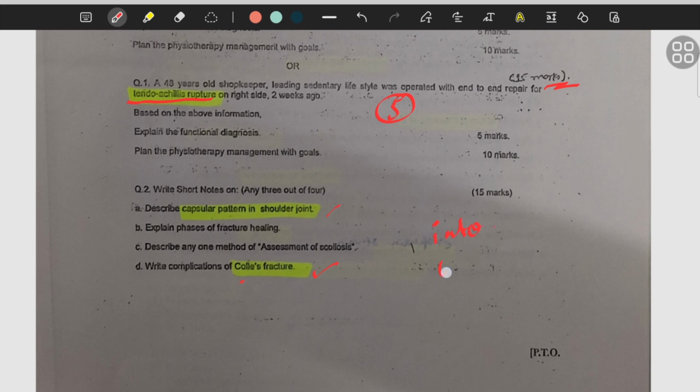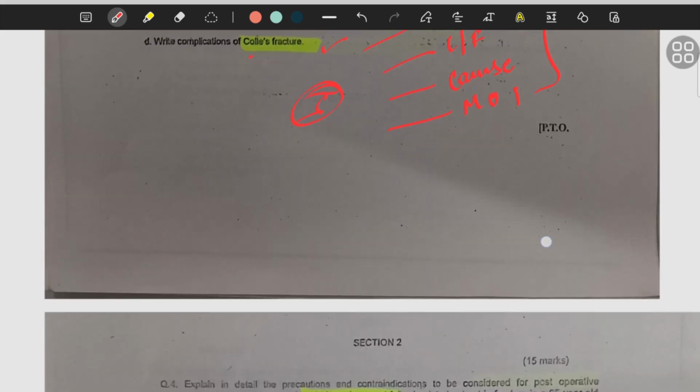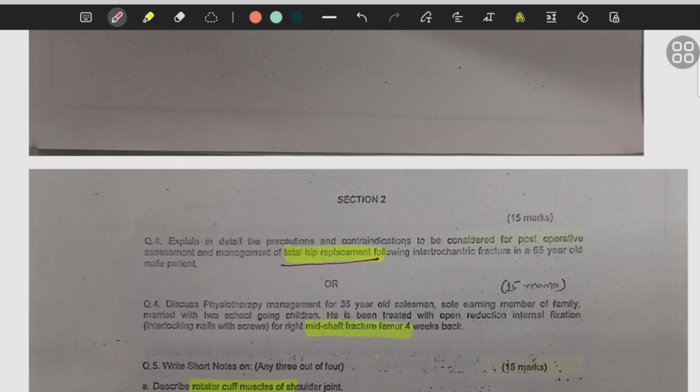important topic, then the clinical features, the cause, the mechanism of injury. Either they can ask all this for 15 marks, or they can ask the individual topic question for 5 marks. So you have to read the important topics in a very detailed manner.